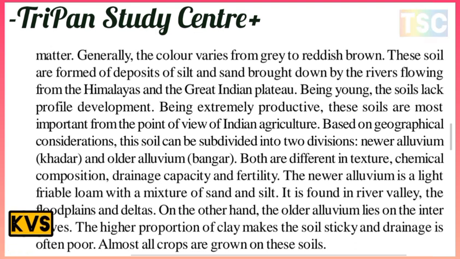The newer alluvium is a light fibrous loam with a mixture of sand and silt. It is found in river valleys, flood plains and deltas. On the other hand, the older alluvium lies on the interfluves. There is a higher proportion of clay, which makes the soil sticky, and drainage is often poor. Almost all the crops are grown on this soil.